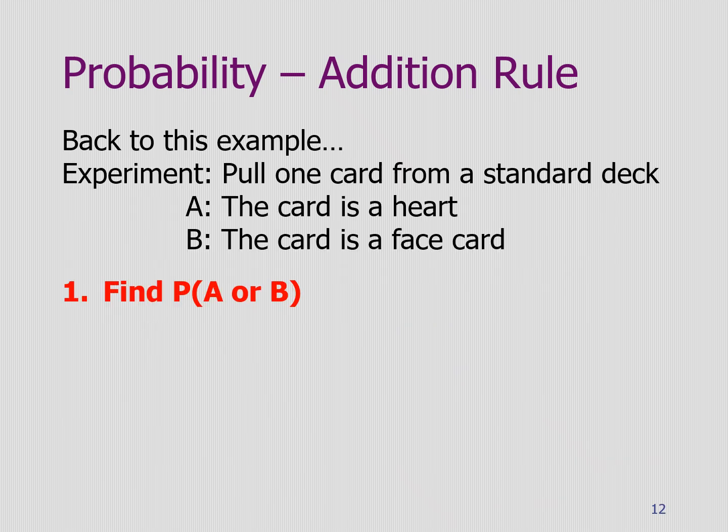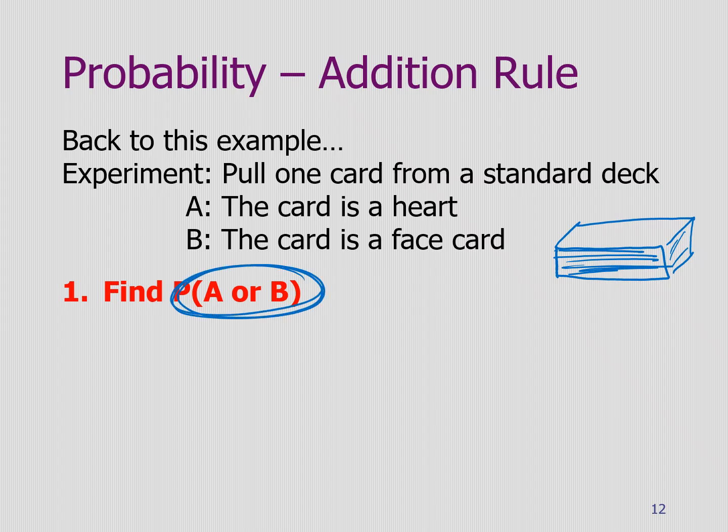Okay, so back to this problem. Pull one card from a standard deck. So you got 52 cards. You got a stack of cards right here. So there's your deck of cards sitting right there. You pick one card at random. What is the probability that that one card is either A or B, right? Is either a heart or a face card?